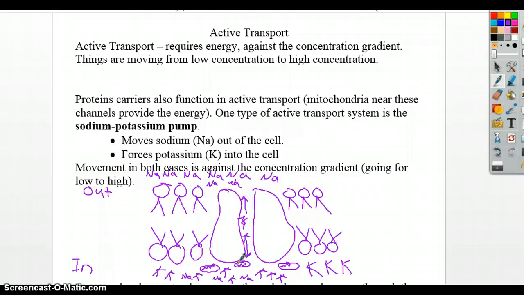Again, my drawing is not the best because I didn't have a whole lot of room. I made my cell membrane a little large. So if you'd want me to, I could redraw this in class. Just ask.